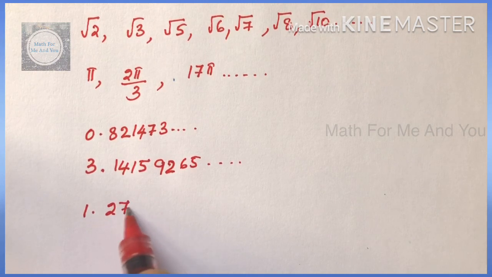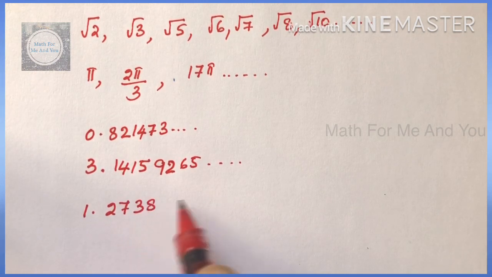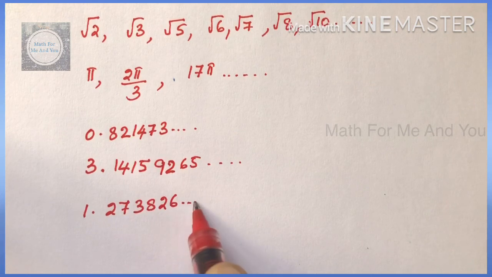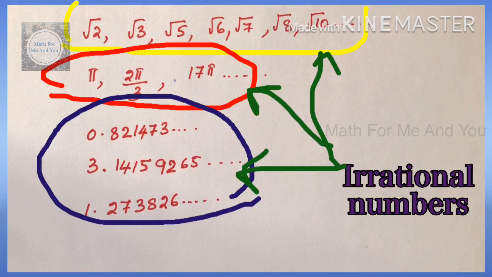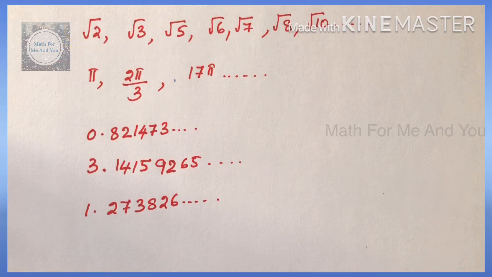Irrational numbers are either of the form root, where the number under the root is not a perfect square, pi or numbers connected with pi, or decimal numbers that are non-terminating, non-recurring.